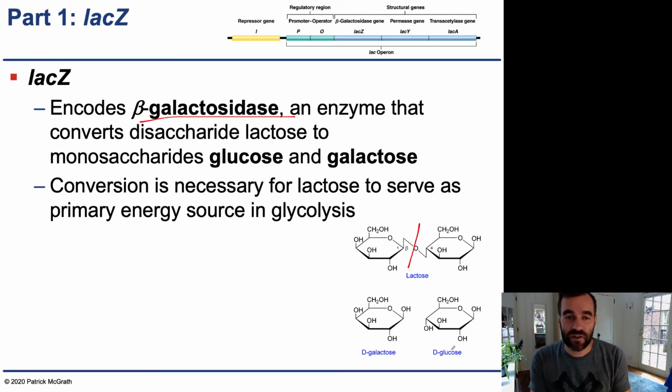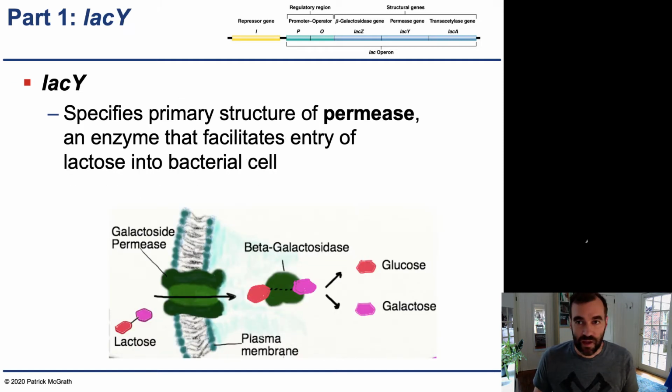We've encountered this lacZ gene before, so hopefully you remember this from the cloning chapter, the genetic engineering chapter, and this is useful for blue-white screening. The second gene encodes a permease, lacY.